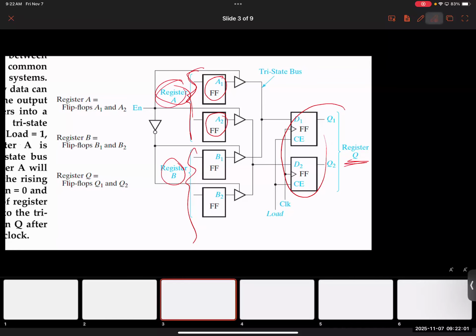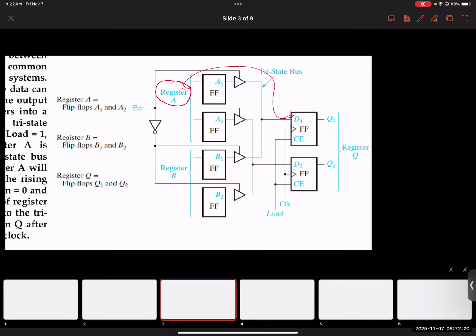Okay, so this is basically trying to teach you how different components that you have learned about so far can come together and achieve something practical. Okay, first, imagine I'm trying to send register A's information to Q. Here is how we do it. To selectively choose a register, we need a tri-state buffer. Remember tri-state buffers, folks?